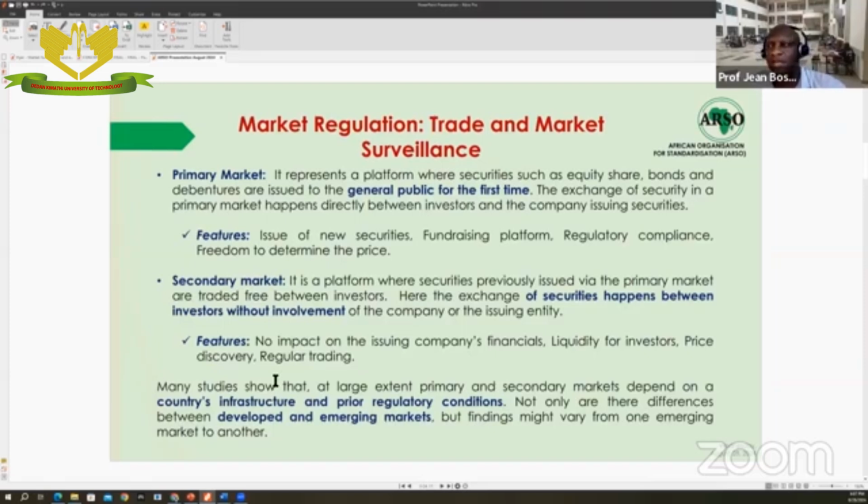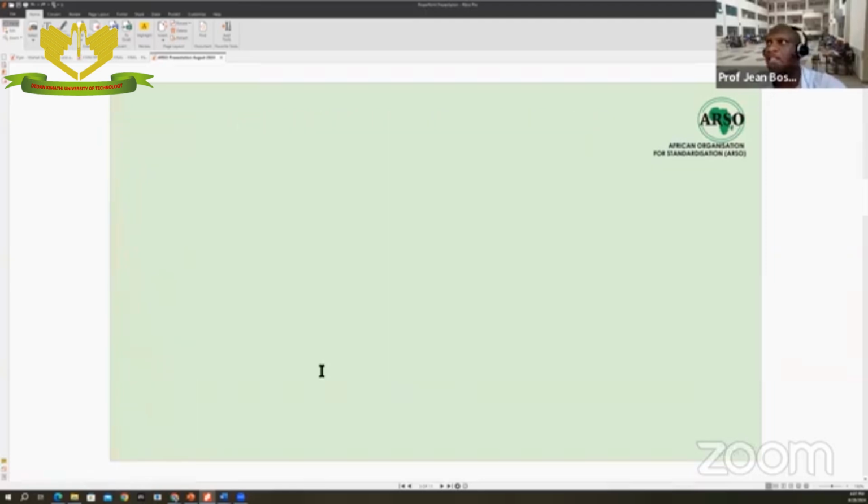But when you look at it, to a large extent, you will realize both the primary and the secondary market depend on the country's infrastructure and the regulatory and political conditions. Because from country to country, it also depends on the emerging market, as countries differ depending on how the market is behaving and what natural resources they have. That is what is important to understand in this.